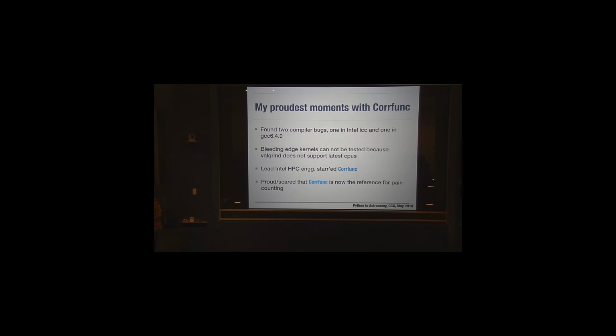These are my proudest moments, also scariest moments. Like, I found a compiler bug. Who finds a compiler bug? I didn't think so. It was always bugs in my code. Compiler bugs, for real. We reported it to Intel, they fixed it. They acknowledged that this was a compiler bug. It's scary. This AVX512 stuff I just showed you, I can't actually integrate that code because Valgrind doesn't support AVX512, so I don't know if there are resource leaks. The lead Intel HPC person started CoreFunc. All right, my life is done.